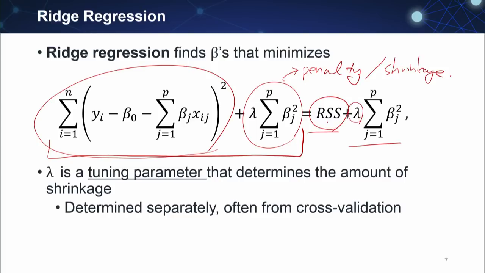Here, this lambda is a tuning parameter that determines the weight between the RSS and the penalty term. If lambda is 0, the penalty term itself is 0, so Ridge regression is equivalent to the ordinary linear regression. If this lambda is very large, the RSS is almost ignored compared to the penalty term. So minimizing the penalty term will be dominant, and it results in all betas being very close to 0. This lambda is determined separately, often from cross validation. We will see later that this lambda actually determines the model flexibility.